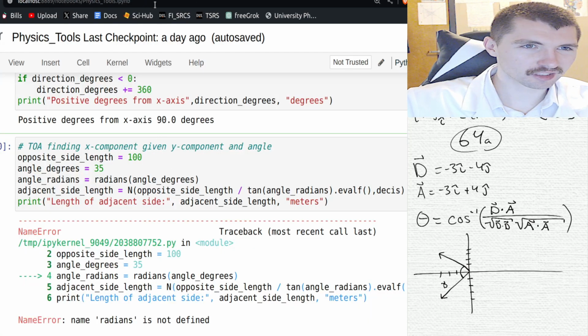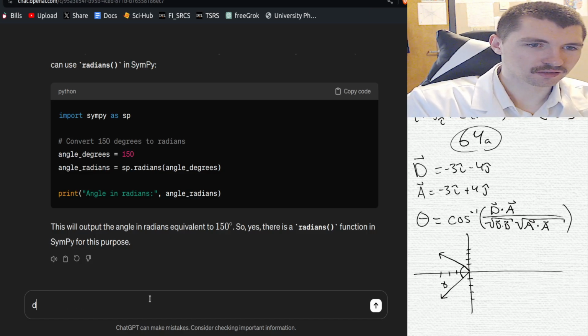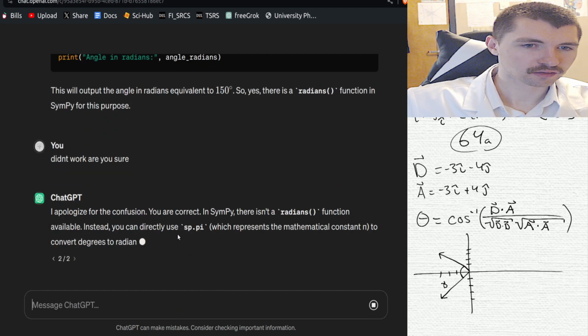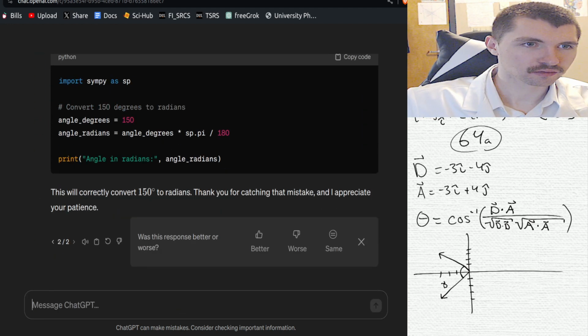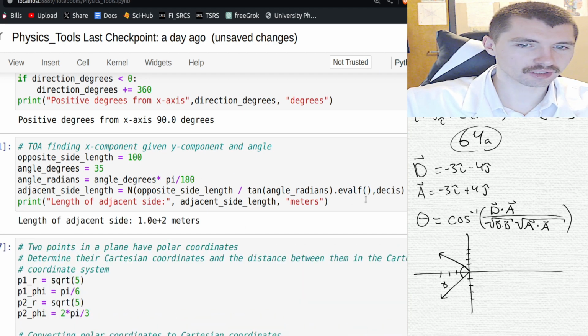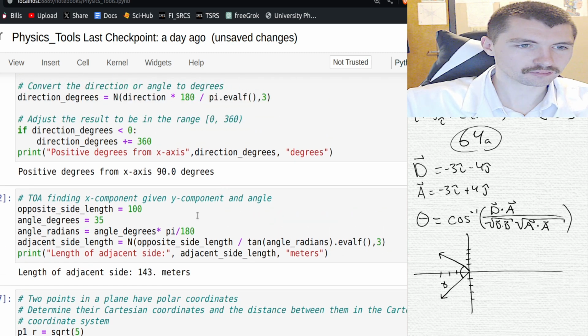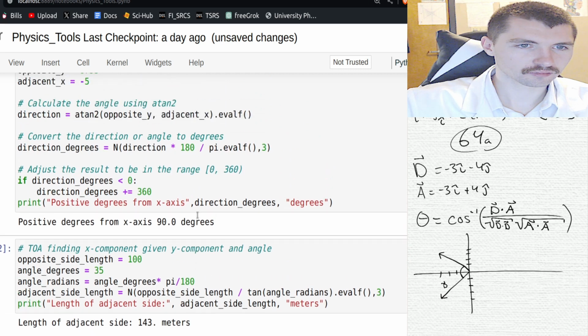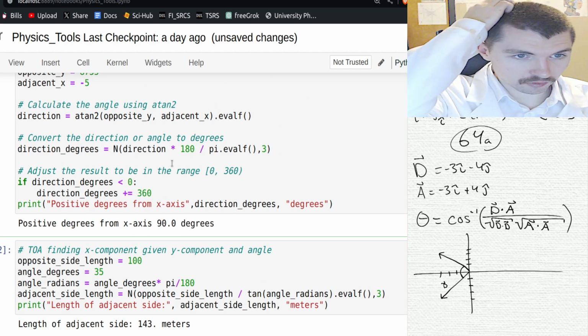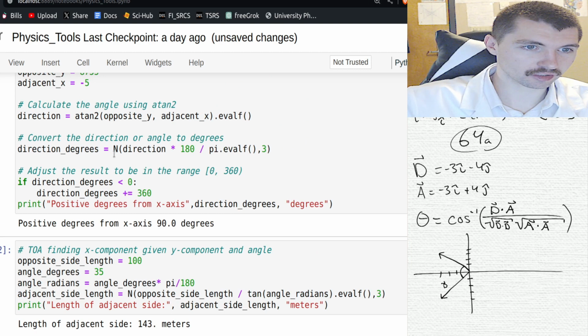Okay, so maybe there's not. Didn't work. Are you sure? Okay, so ChatGPT is just wasting my time. This should be 143. Okay. Everything 180 over pi. So this is 90 degrees.